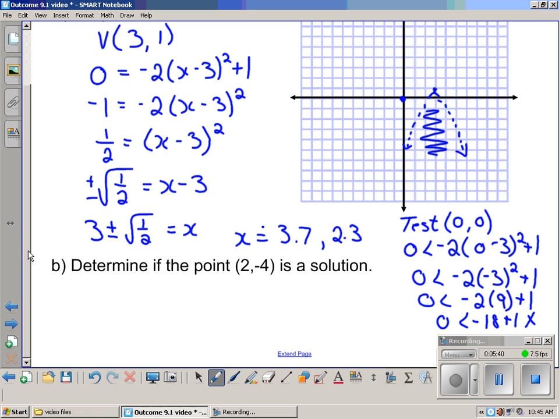Part B asks us to determine if the point 2, negative 4 is a solution. And again, to do that, we're going to substitute into our inequality. So y, or negative 4, has to be less than negative 2 times (x, which is 2, minus 3) squared plus 1. So negative 4 is less than negative 2 times negative 1 squared plus 1.